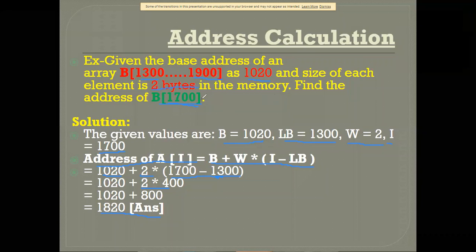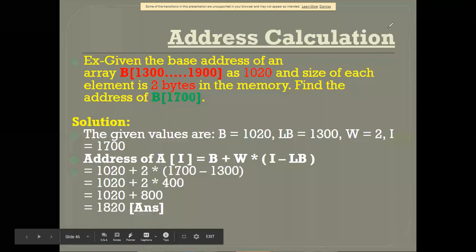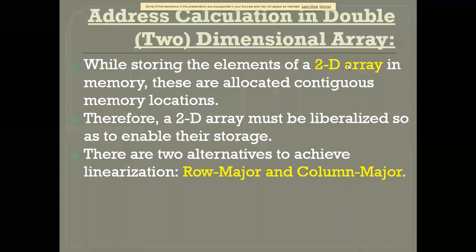Okay, so this is the formula. Again I am revising. The address of A[I] equal to base address plus width into I that we have given. That is, we need to calculate the address of that subscript value, the index, minus the lower bound, the lower limit of the array. Okay, so likewise we are going to calculate the one dimensional array address calculation. That we have seen in one dimension.